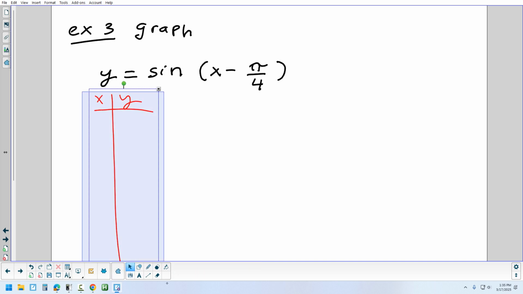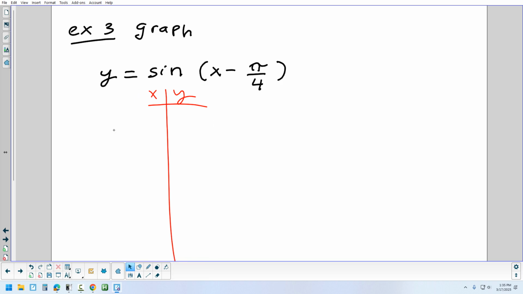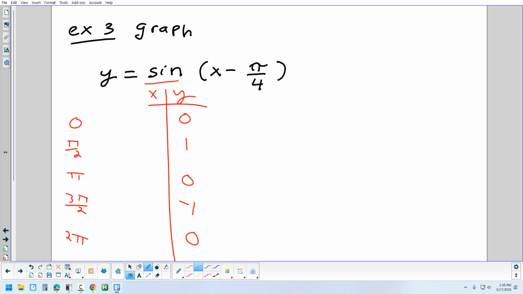We know it's shifting horizontally, so which column stays the same? Y. And now for sine, what are my y's? 0, 1, 0, negative 1, 0. Okay, so we got five points just for getting those right. Next 5 points. Off to the side, put your original x's. And now, what are we going to do to all those? Add pi over 4.